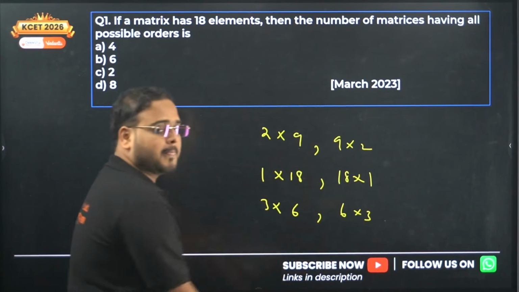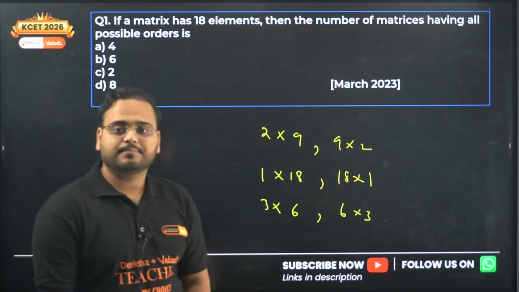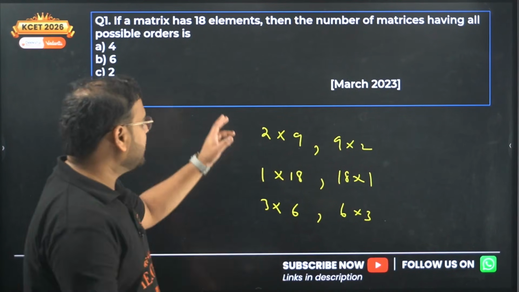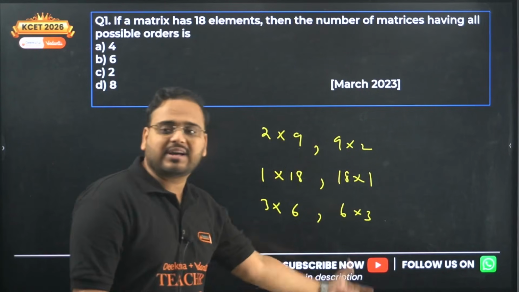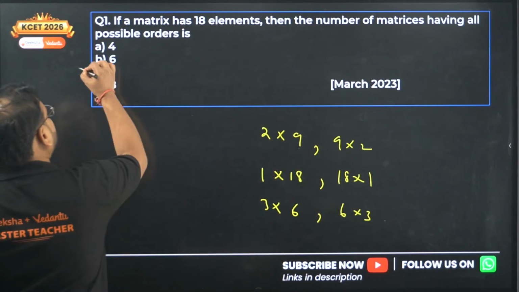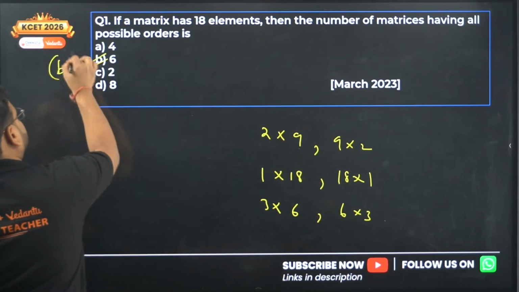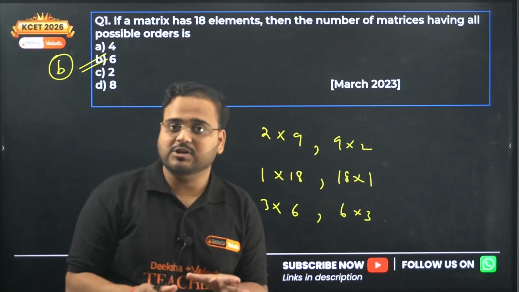Any other possibility? Check here. Any other possibility? No sir. So total options are 6 orders: 1, 2, 3, 4, 5, 6. The answer is that a total of 6 orders are possible. So option B.